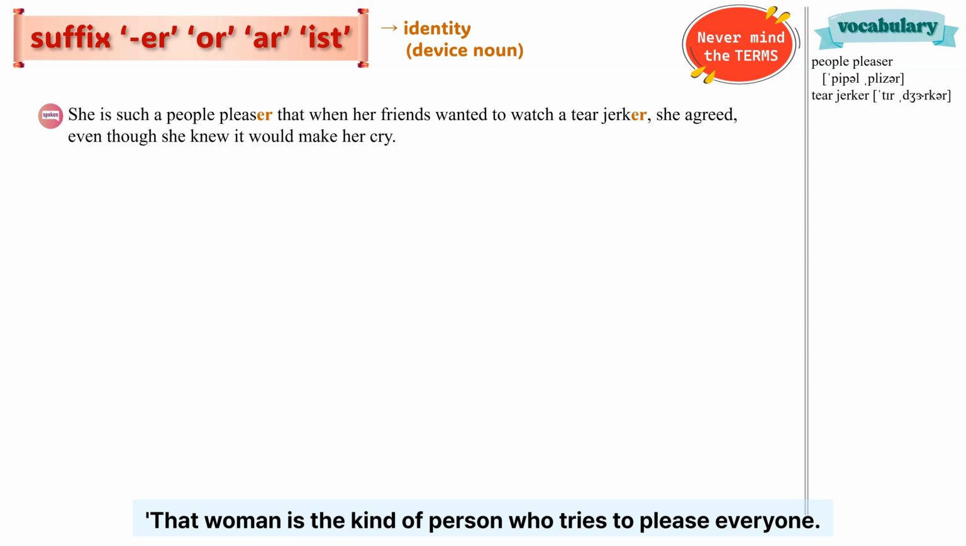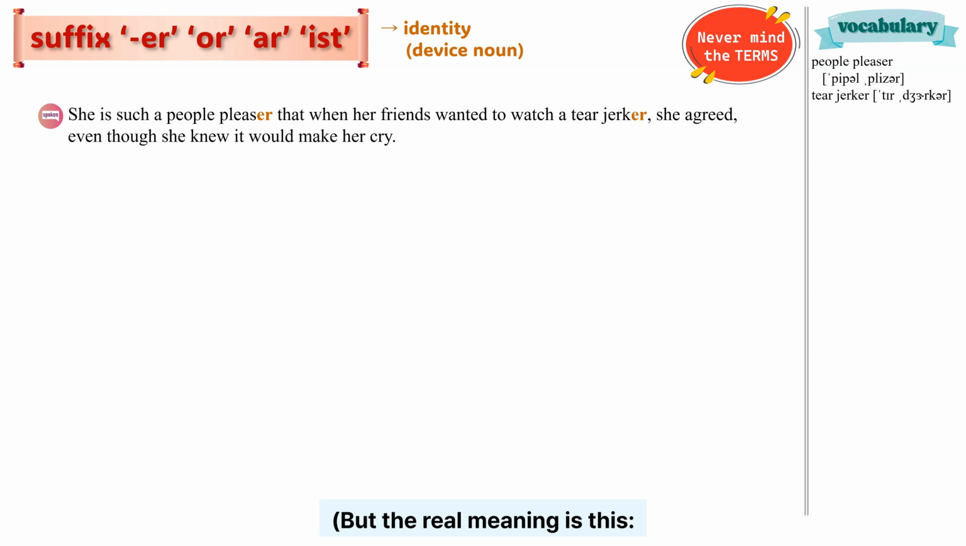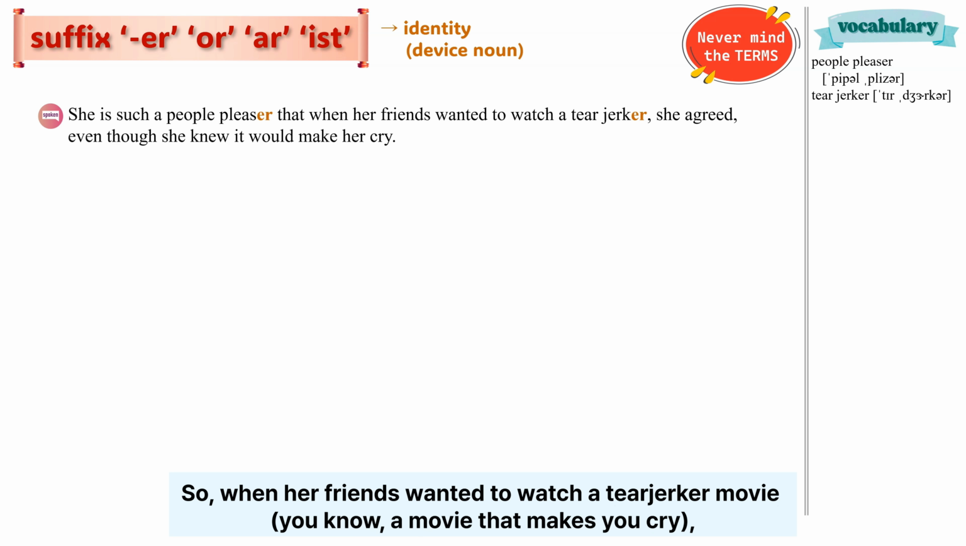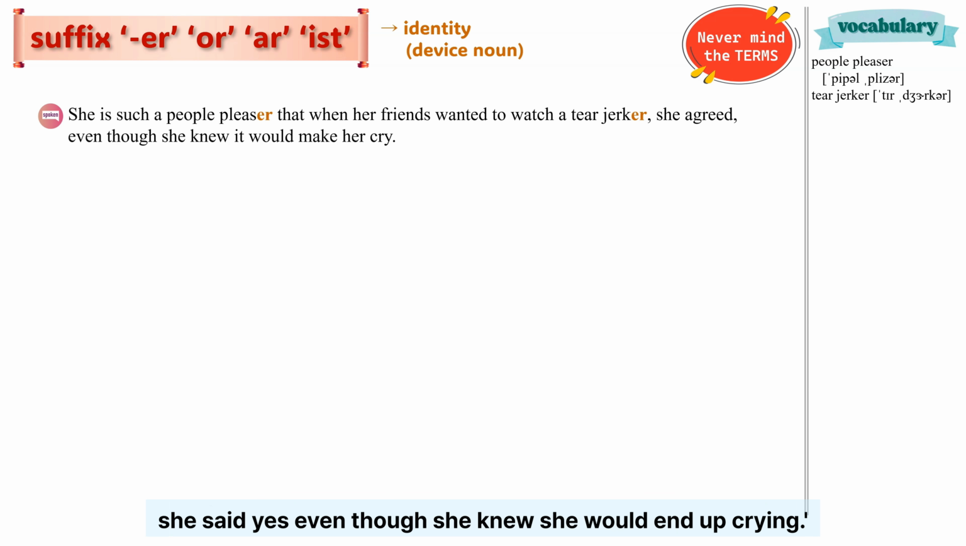That woman is the kind of person who tries to please everyone. But the real meaning is this. She's someone who always looks around, follows others, and just agrees with everything. So, when her friends wanted to watch a tearjerker movie, a movie that makes you cry, she said yes, even though she knew she would end up crying. That's the idea. She didn't really want to, but she gave in, just to please others.